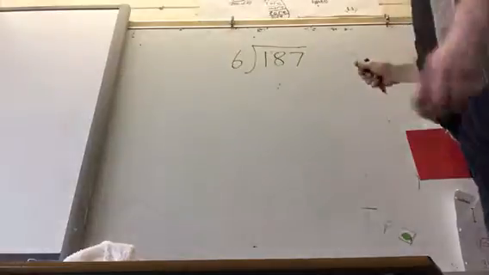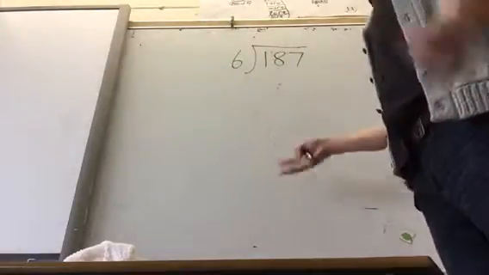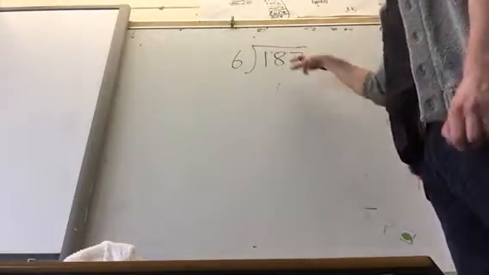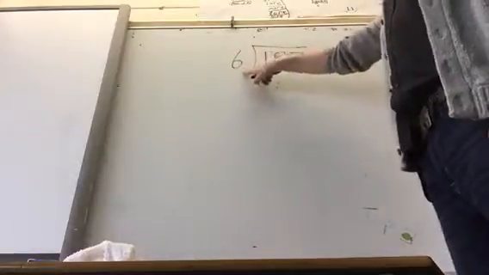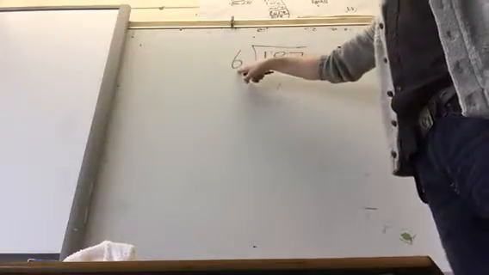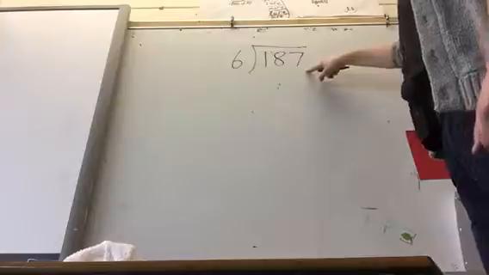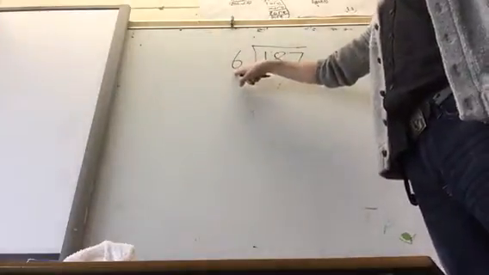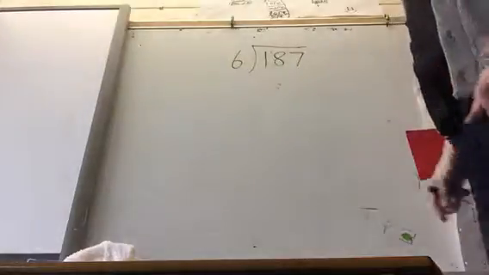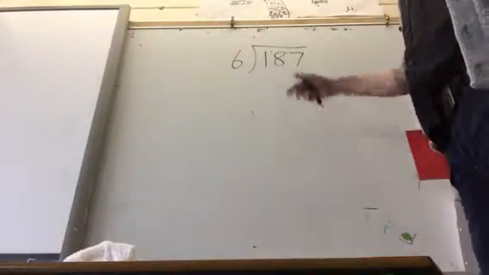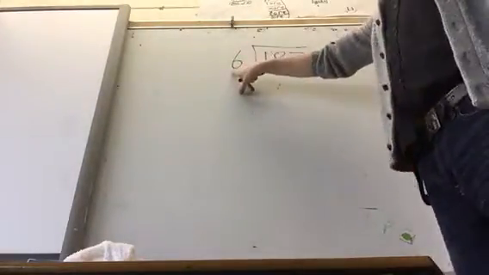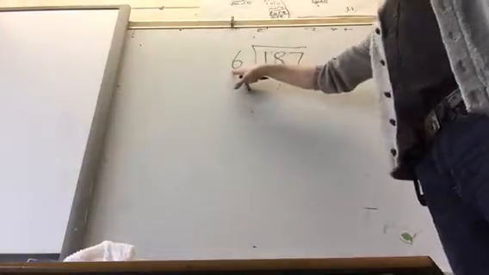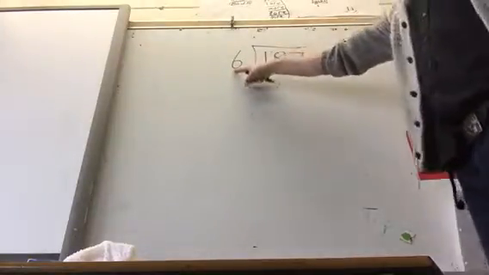What we want to know is, if we have that big old pile of cookies, 187 of them, how many groups can we make that have 6 in each group? We have 187 cookies. How many groups of 6 can we make out of 187 cookies? So, the steps are just like last time. But there's a little bit of a difference in this problem, as you're going to see in a second.